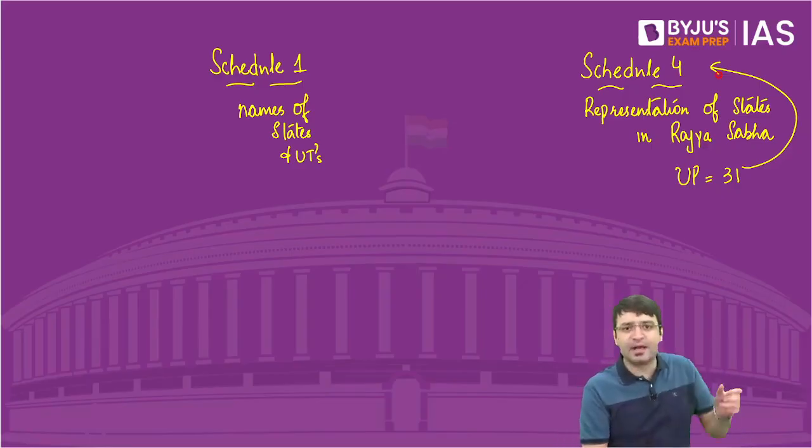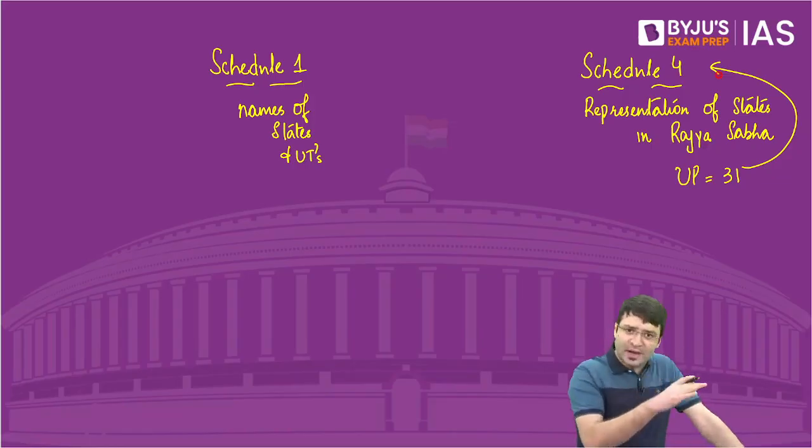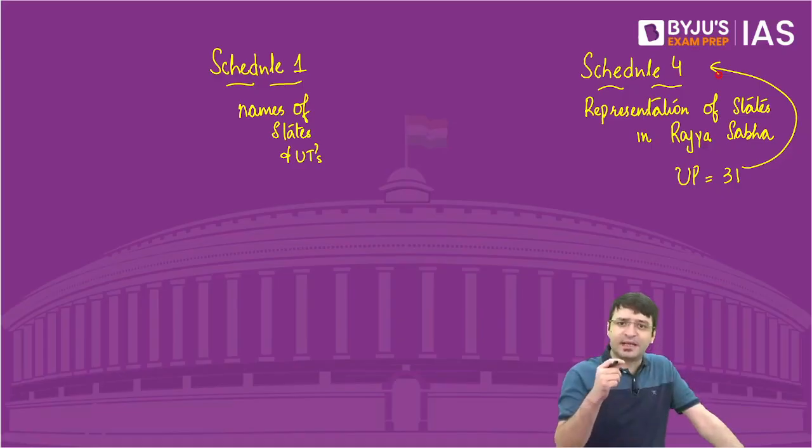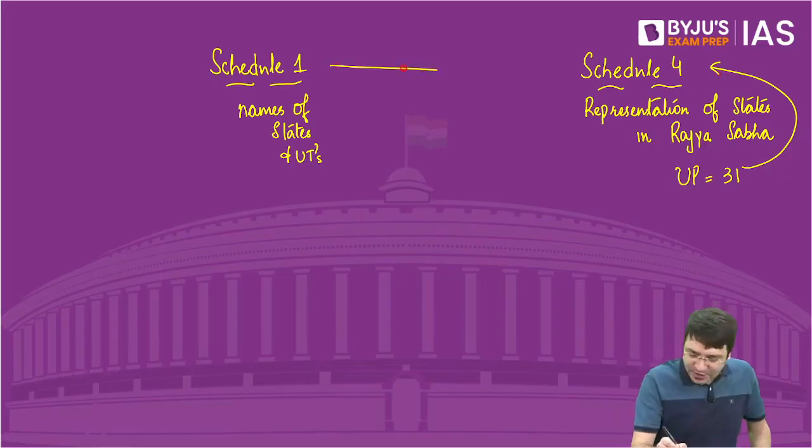How many Rajya Sabha MPs do we have from Telangana? 7. How many Rajya Sabha MPs do we have from Andhra Pradesh? 11. Where is this mentioned? This is mentioned in Schedule 4 of the Constitution. So Schedule 1 deals with names of the states and union territories. Schedule 4 deals with the representation of states in Rajya Sabha. From a particular state, how many Rajya Sabha MPs will get elected? Those details are mentioned in Schedule 4 of the Constitution. Clear? Schedule 1 and Schedule 4 are both parts of the Constitution.